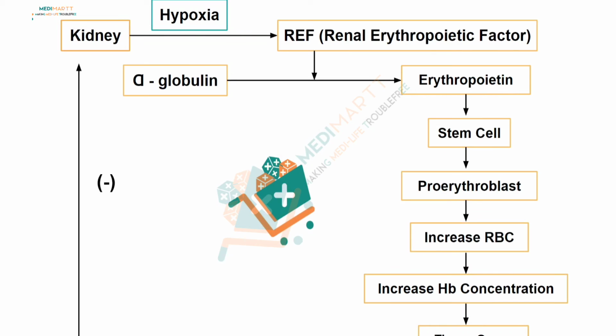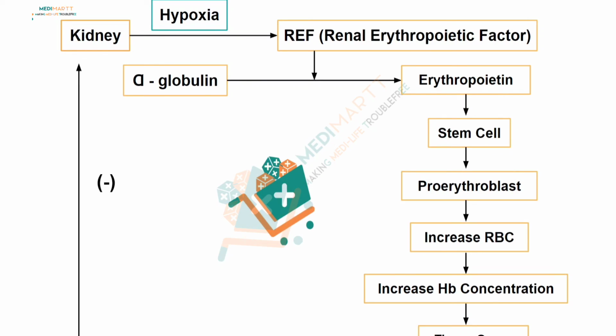This mechanism we will understand through the kidney. When you feel a decrease in the oxygen level, which is also called hypoxia, it basically hints to the kidney. The kidney secretes the erythropoietic factor, also called the renal erythropoietic factor, which works as a catalyst to change alpha globulin into erythropoietin.